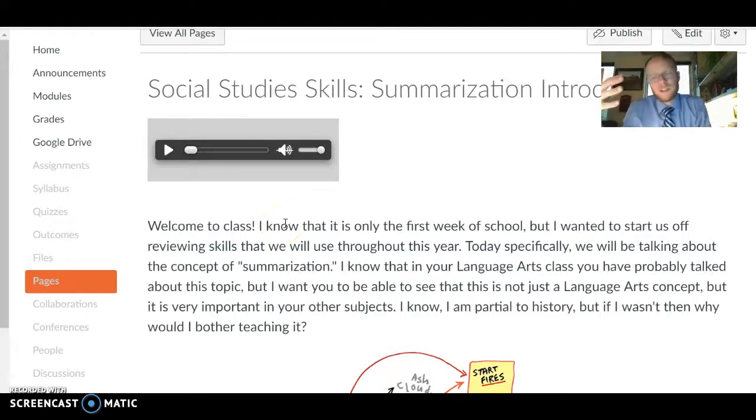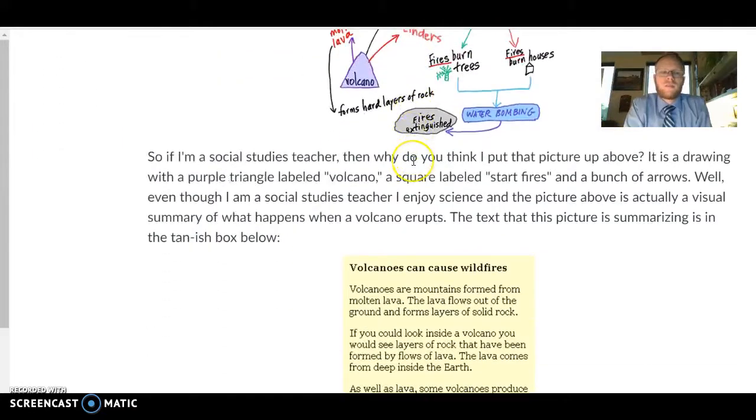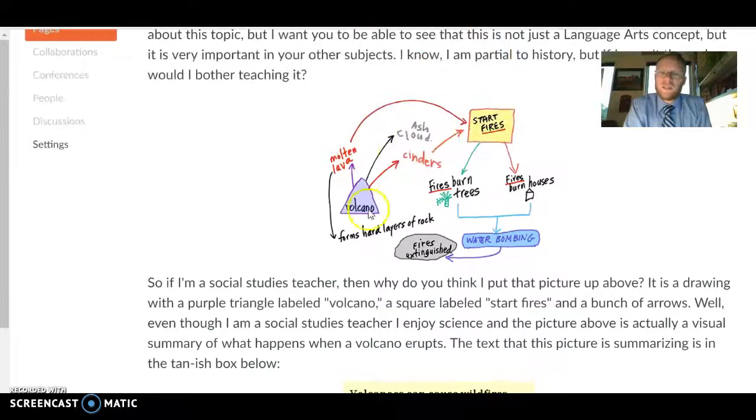Now, I know I'm partial to history, teaching history and all that. This is an important skill that you're going to need to know. So, if I'm a social studies teacher, then why do you think I put this picture right here? Volcano, rocks, fires. Well, it's a drawing with a purple triangle labeled volcano, and some squares labeled start fires, and a bunch of arrows and stuff like that.